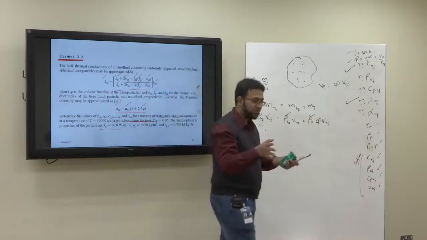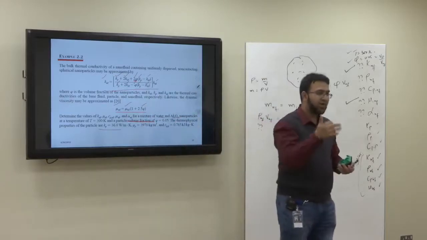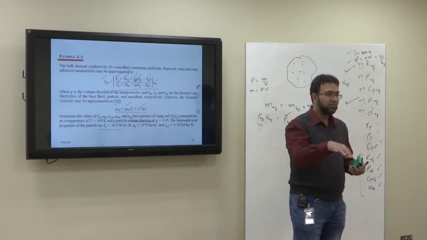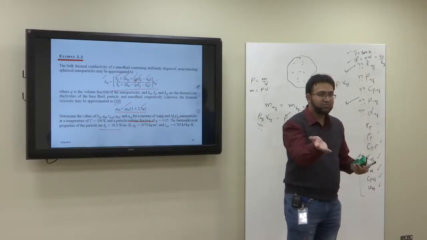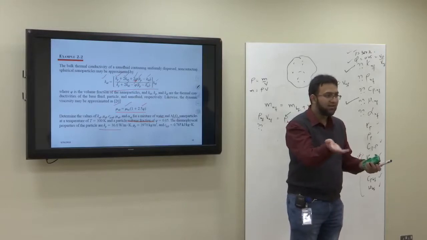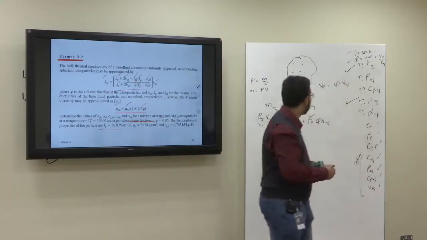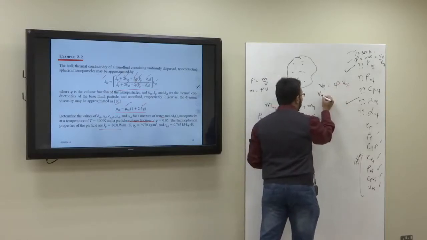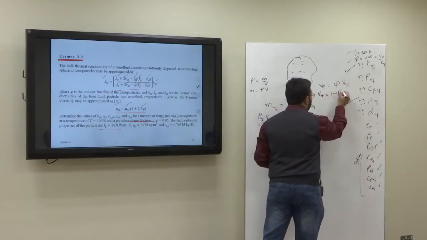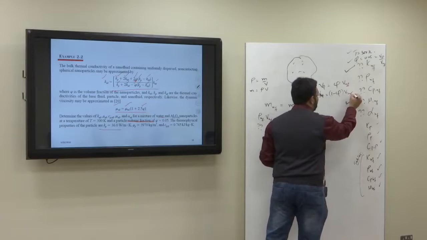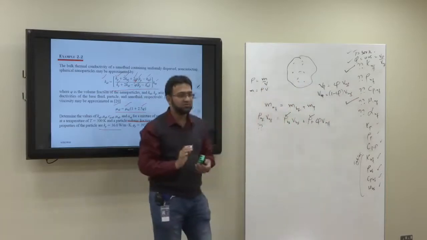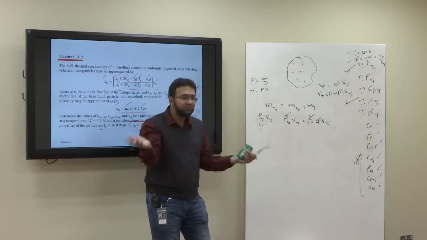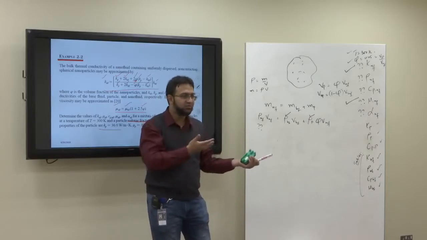Now tell me one thing, just common sense. If I say that in a fluid 5% is particle, then the remaining 95% is what? The other, the base fluid, right? So if Vp is phi VNF, then V base fluid is 1 minus phi VNF. Make sense or not? If 5% is particle, then 95% is the base fluid.